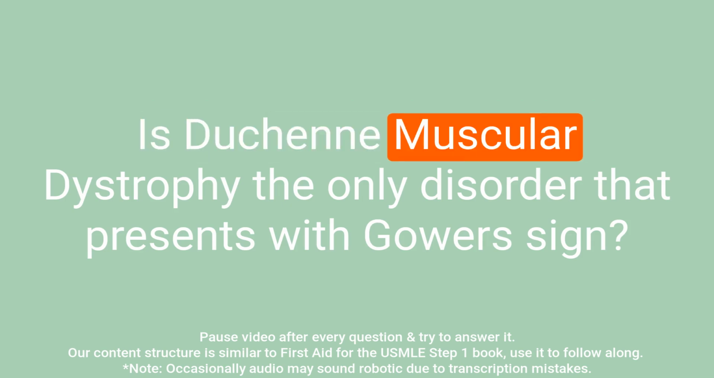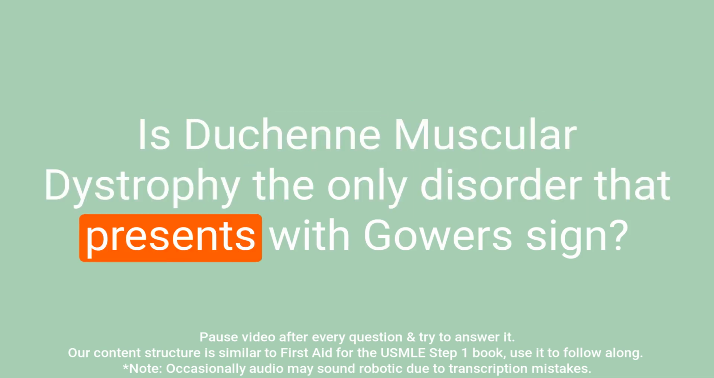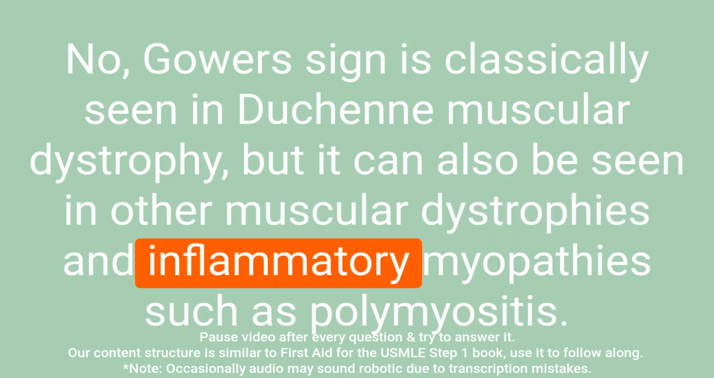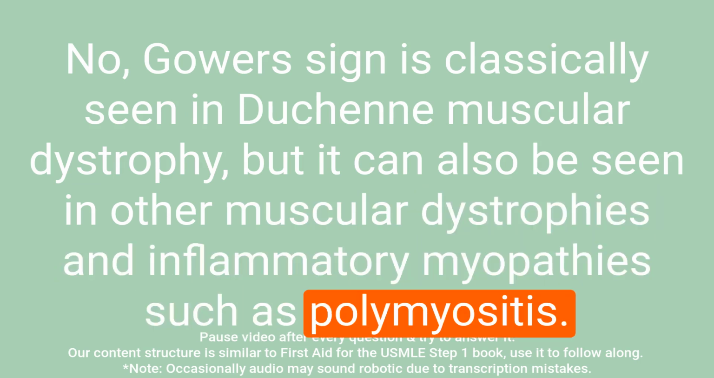Question: Is Duchenne Muscular Dystrophy the only disorder that presents with Gowers sign? Answer: No. Gowers sign is classically seen in Duchenne Muscular Dystrophy, but it can also be seen in other muscular dystrophies and inflammatory myopathies such as polymyositis.